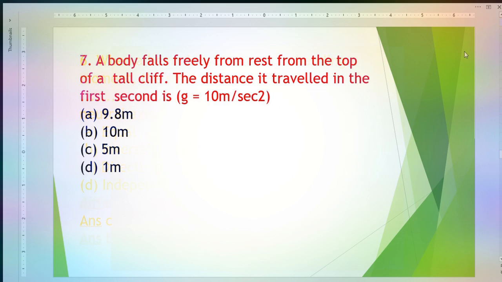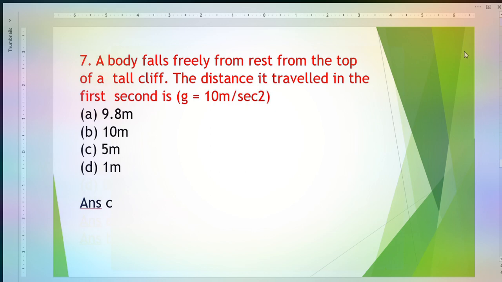Our next question is: a body falls freely from rest from the top of a tall cliff. The distance it traveled in the first second is. Here g is given, which is equal to 10 meter per second square. The options are 9.8 meter, 10 meter, 5 meter, 1 meter. The correct option is 5 meter.